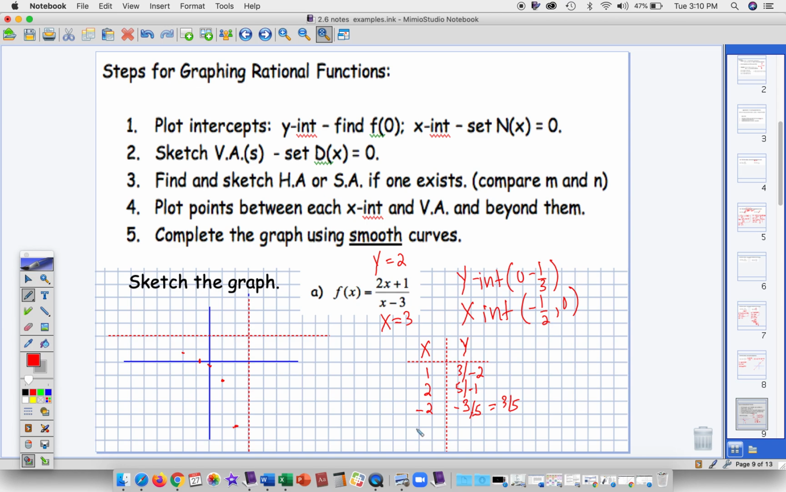Okay, let's plug in one more. How about negative 4? So negative 4 gives us negative 8 plus 1, which is negative 7, over negative 7, which gives us 1. So at negative 4, I'm up to 1.